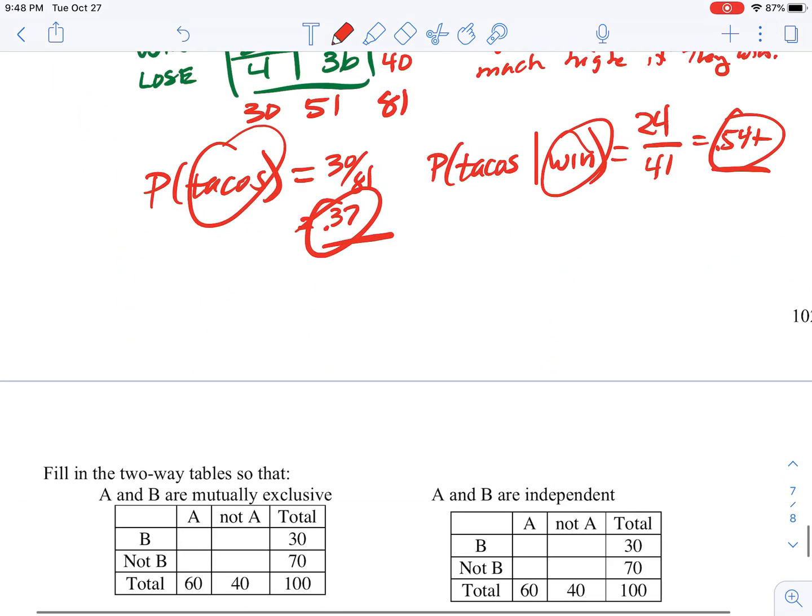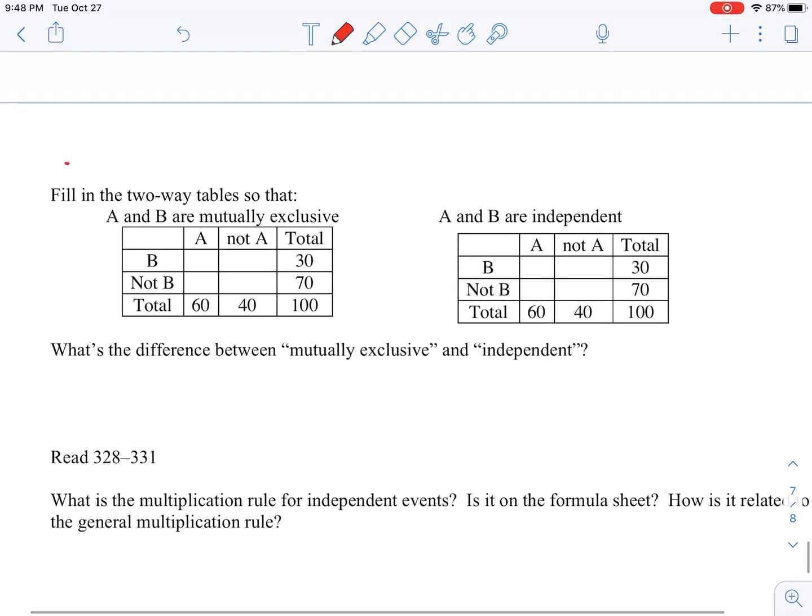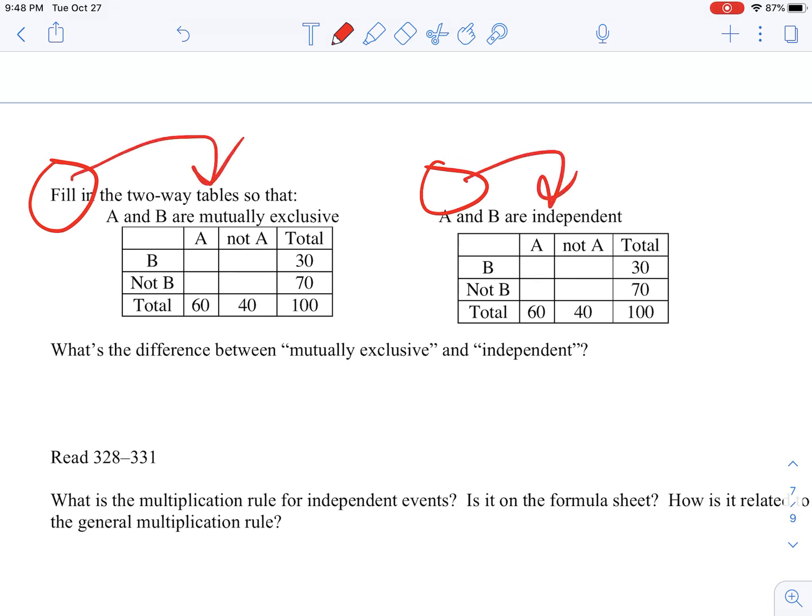All right, so there you go. I would like you to definitely do these two tables, fill out these two tables. This will give you and me both an idea of whether you understand the difference between mutually exclusive and independent. They want you to fill out that table under both those scenarios. And that's a really good problem to see if you've really got this idea of mutually exclusive versus independence.